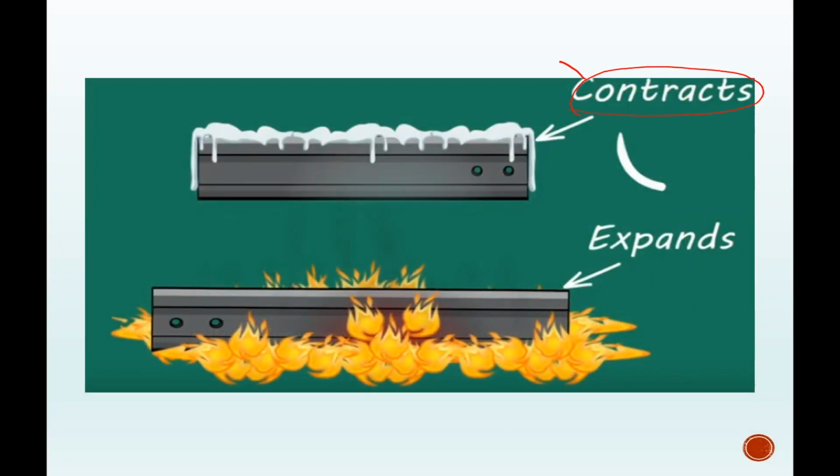Let us just recap what is meant by expansion. A substance is said to have expanded when it has increased in volume, and a substance has contracted when it has decreased in volume. So as you can see in this picture, when it's cold or when it's contracted, the size of the metal bar has decreased. The volume of the metal bar has decreased. When it has expanded, the volume of the metal bar increased.